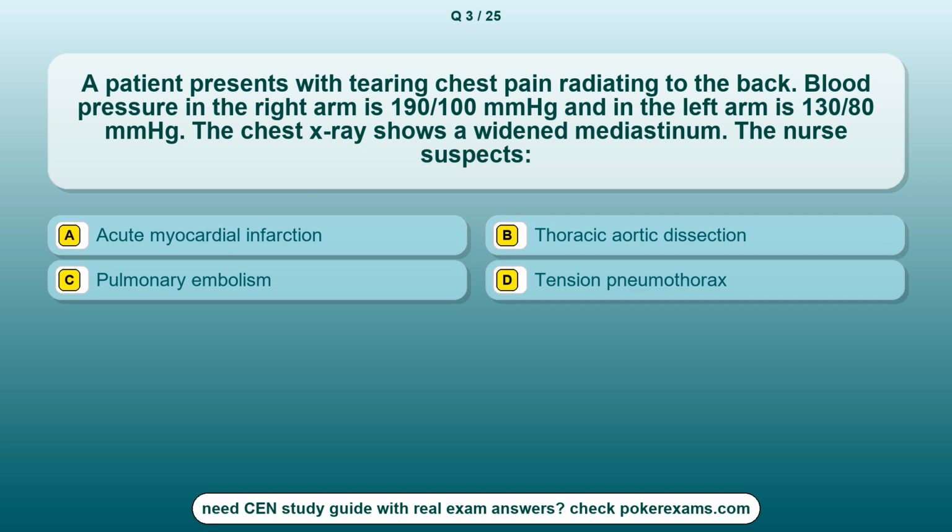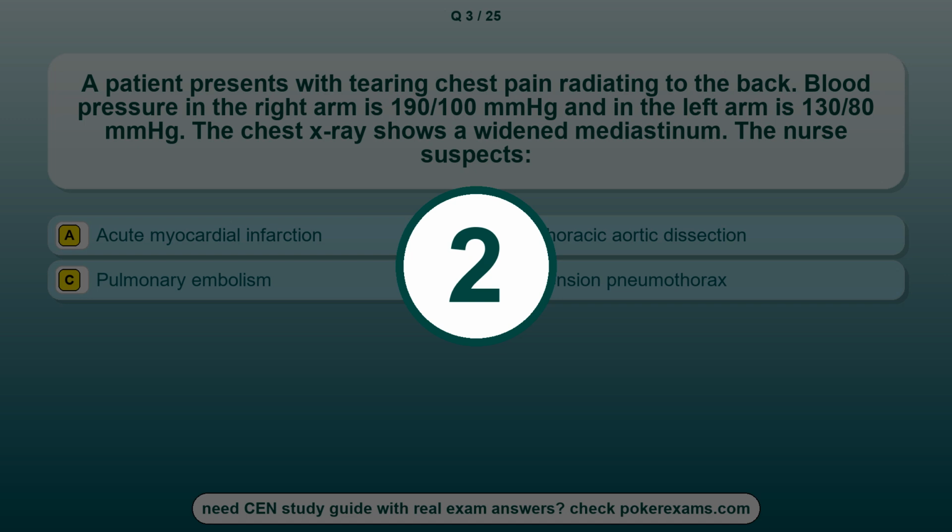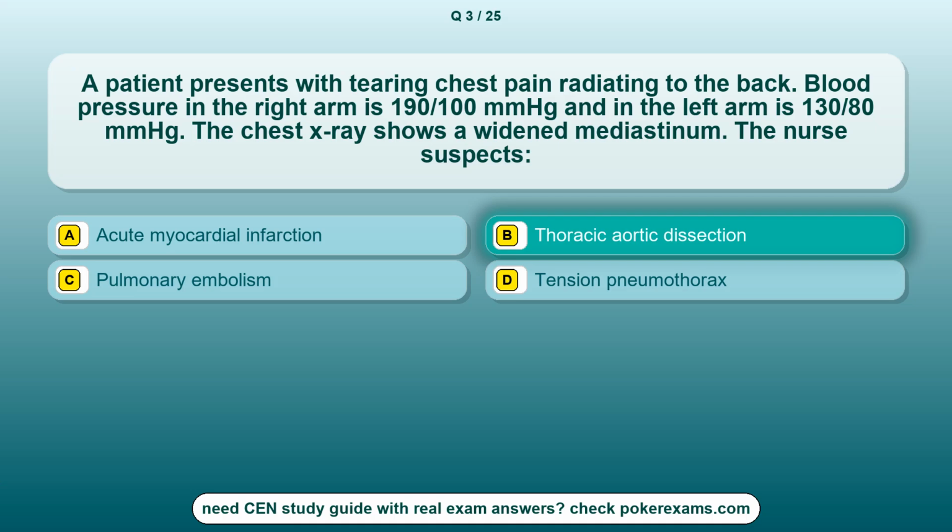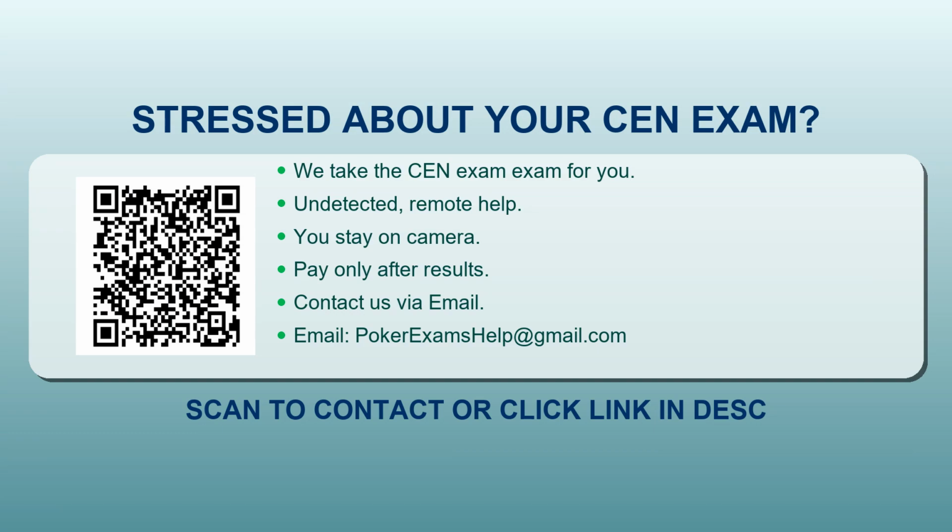Question 3. A patient presents with tearing chest pain radiating to the back. Blood pressure in the right arm is 190/100 mmHg and in the left arm is 130/80 mmHg. The chest X-ray shows a widened mediastinum. The nurse suspects Option A. Acute myocardial infarction. Option B. Thoracic aortic dissection. Option C. Pulmonary embolism. Option D. Tension pneumothorax. The correct answer is option B. Thoracic aortic dissection.